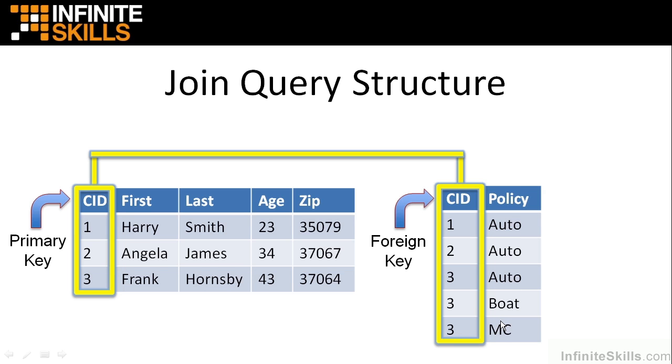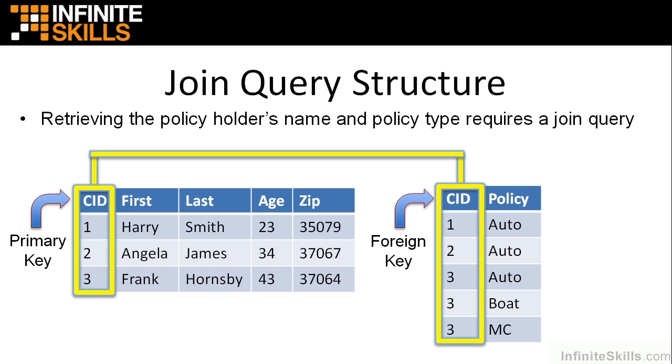So how are we going to do that? Because we want to see Harry Smith and the fact that he's got an auto policy. We want to see Angela James, the fact that she has an auto policy. And then number 3 is Frank Hornsby, and we want to see 3 rows: auto, boat, and motorcycle, right? So how are we going to write a query to do that?